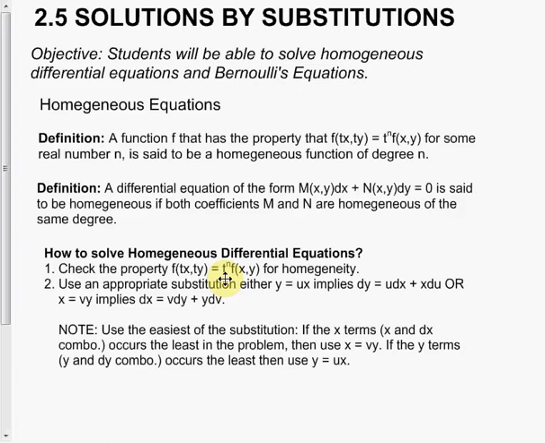There are several types of substitutions in differential equations. I think the simplest one would be what's called a homogeneous differential equation. Homogeneous, the word homo here meaning one, genesis or of the same origin.